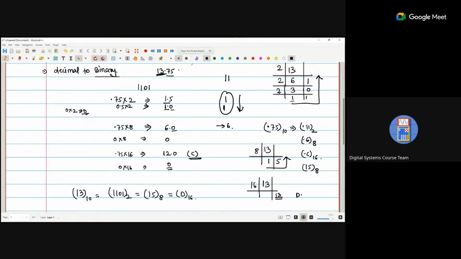So for decimal to binary, octal or hexadecimal, the method is the same: binary divided by 2, octal divided by 8, hexadecimal divided by 16. If the number has a decimal point, multiply by 2 in binary, multiply by 8 in octal, and multiply by 16 in hexadecimal. Understood? Yes, sir.